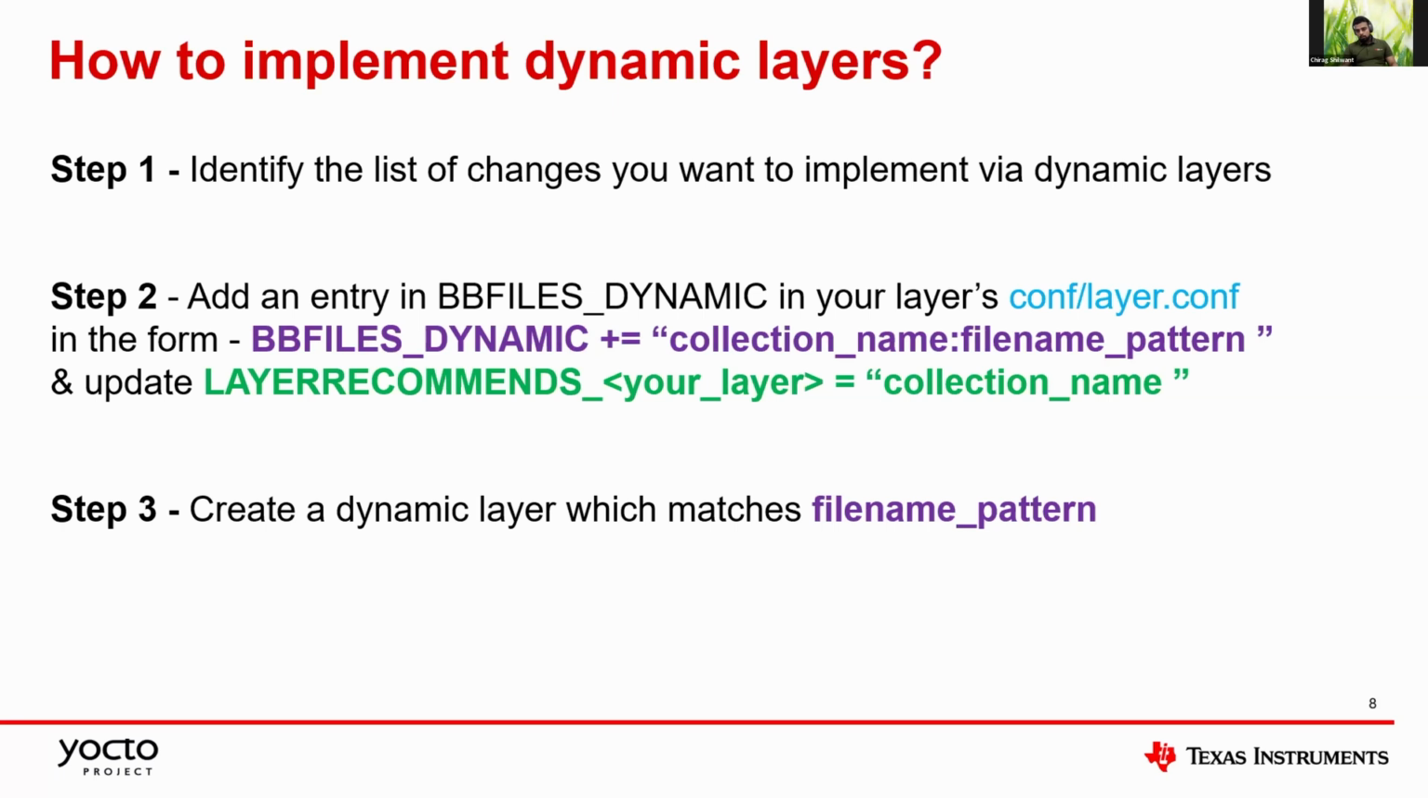I will explain with an example later so that things are clear. Along with that, it's not compulsory, but it's better if you update LAYERRECOMMENDS for that particular distribution with the equivalent collection name. And step three is eventually creating the dynamic layer in your preferred layer, and it should match the file name pattern which you are providing in BBFILES_DYNAMIC.